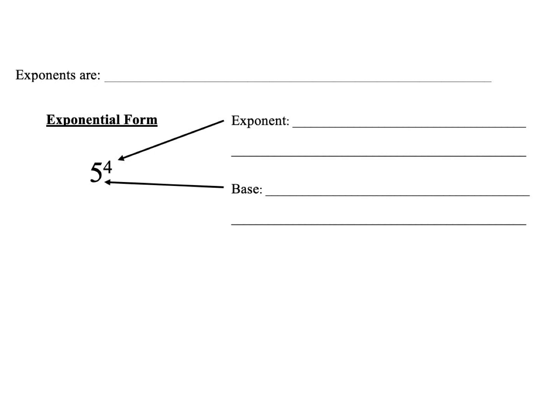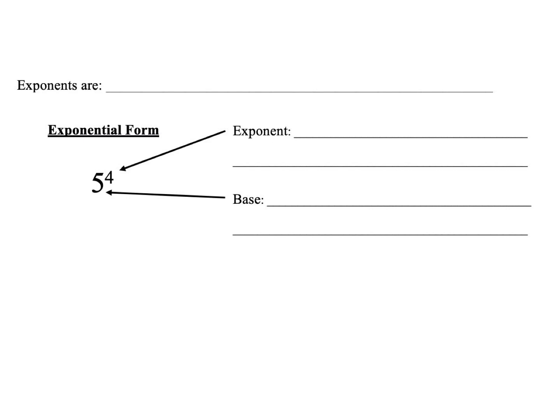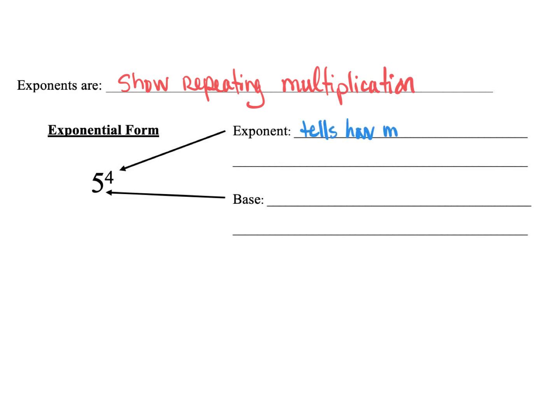So exponents show repeating multiplication. All right, so in here, this is what is considered an exponent. The tiny little number above is the actual exponent. It tells how many times the base, the 5, is being multiplied.